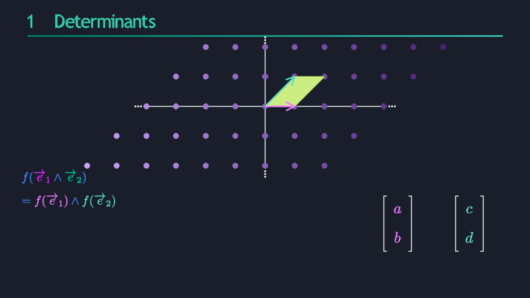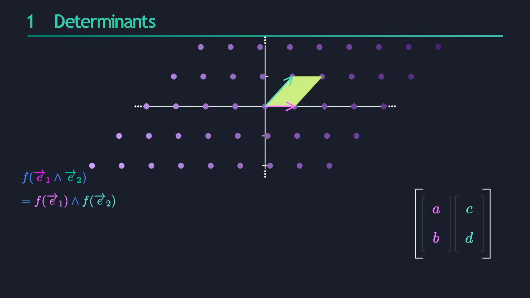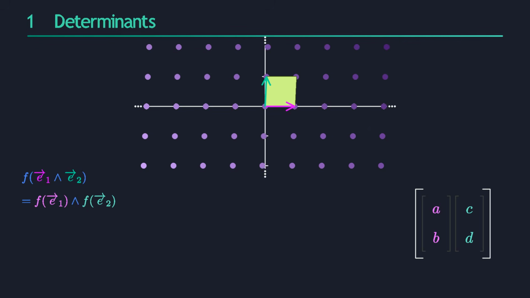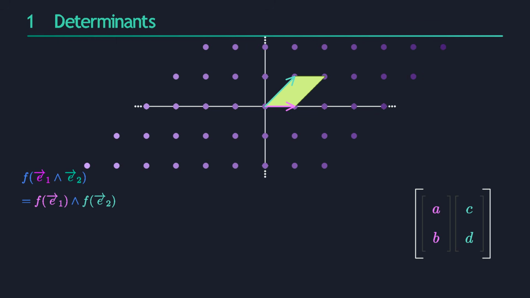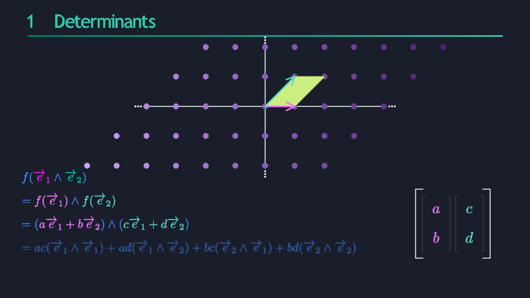We can now write the transformed vectors in terms of their coordinates. Remember from the series on linear algebra that the transformed vectors are the columns of the matrix. You know, the matrix that we use to perform the transformation. Let's continue our calculation. We can distribute one sum over the other. This is allowed because, once again, the wedge product is linear. Two of the resulting terms contain a flat wedge of a vector with itself. So these two terms are 0, and we throw them out of our expression.